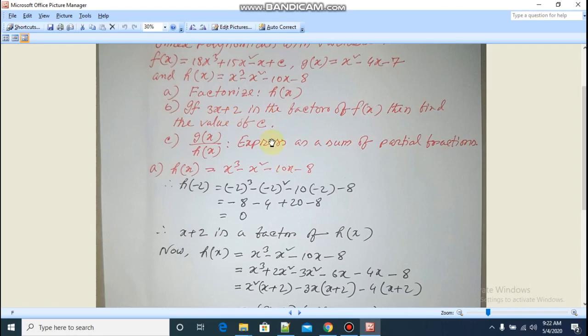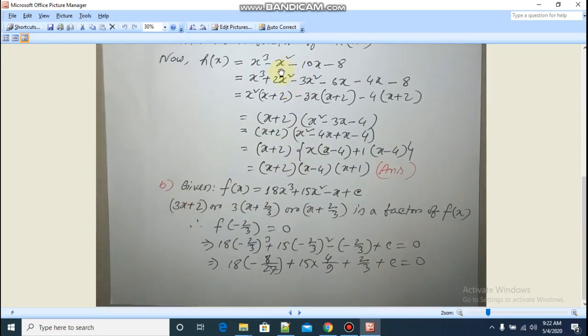Okay. Part B. Given f(x) equal this, 3x plus 2, or 3 into (x plus 2/3), is a factor of f(x). That means x plus 2/3 is a factor of f(x). If x plus 2/3 is a factor of f(x), we can write f(-2/3) equal to 0. This is the opposite theorem of the factor theorem.